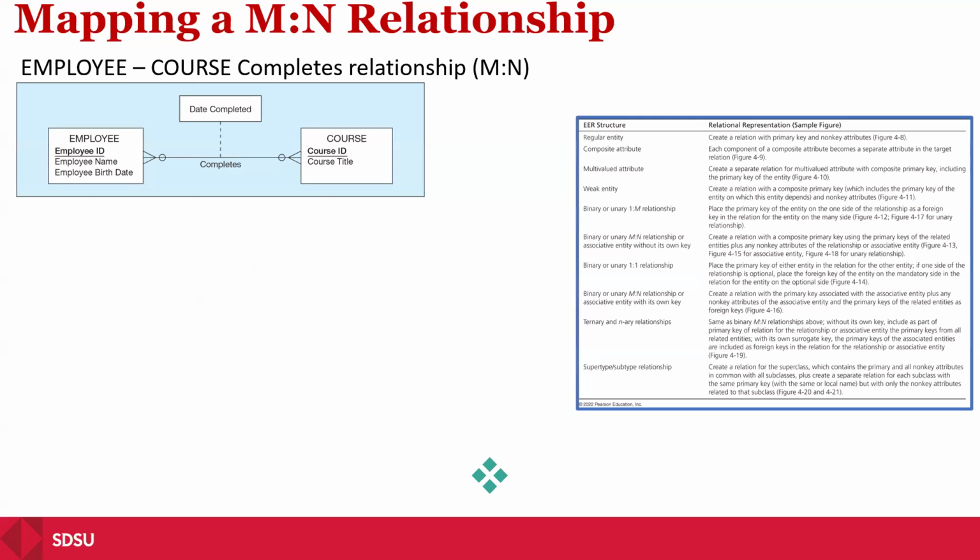here's an example on how to map a many-to-many relationship. Again, we looked at this example before, but in this case, we have a date completed, which is an attribute on the relationship between employee and course. And the relationship between employee and course is many-to-many. So we find the rule here, and the rule states that we need to create a relation with a composite primary key using primary keys of the related entities.